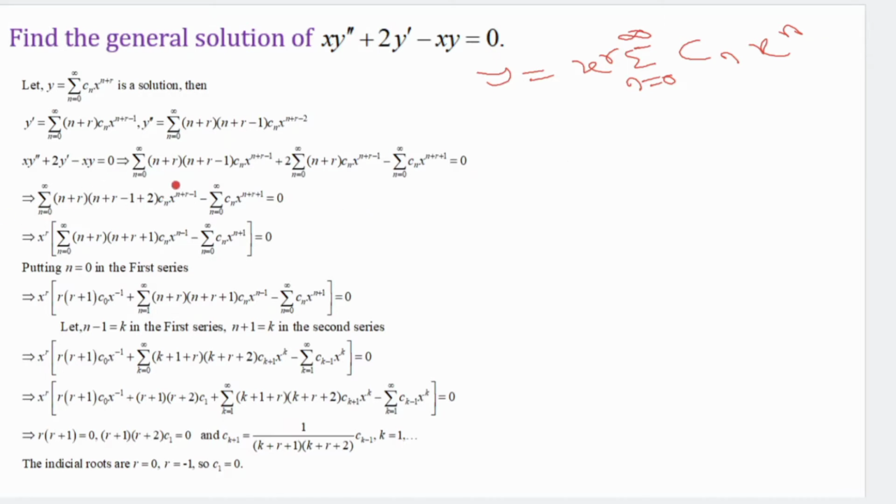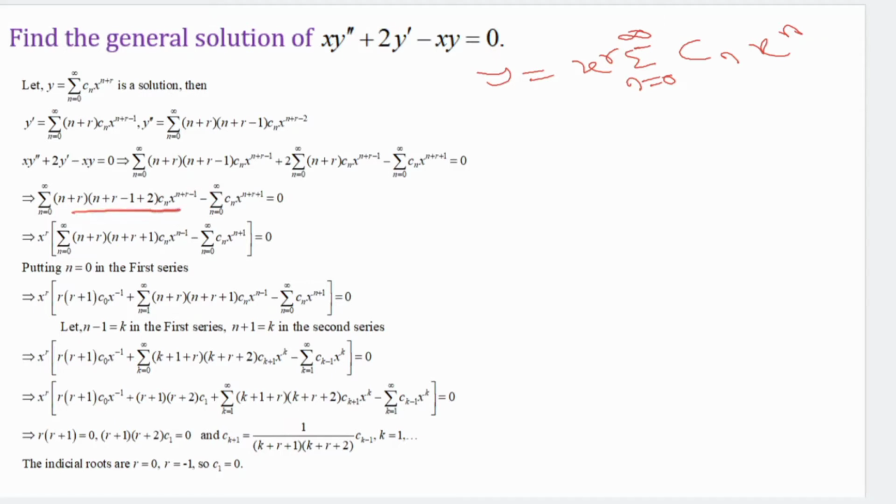We can see here, when we put n equal to 0 here, then it will be x power n plus r minus 1. So n will be 0, that means r minus 1. Since the summation is related to n, we can take out x power r outside. Then we take this one, n plus r plus 1 Cn x power n minus 1. We take out x power r.